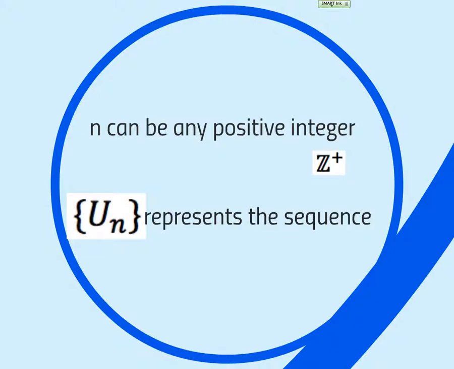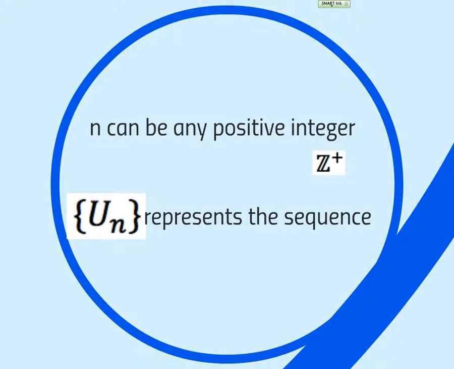No decimal points for n, or decimal numbers or fractions. And it has to be positive. We start with the first term and then we keep going after that. We're not going back and having negative term numbers in the past or some kind of weirdness there. So it has to be a positive integer.